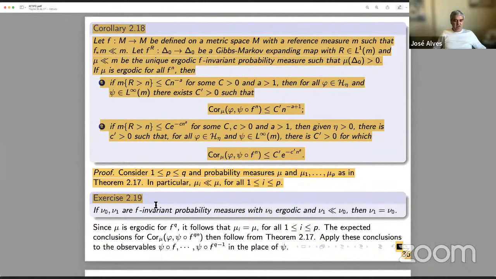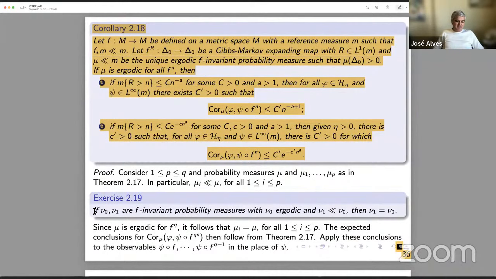Okay, now I've undone this. So consider measures as in the theorem, okay? And it's simply using this very simple fact that I guess most of you probably know. I leave this as an exercise for those who don't know this, it's a simple exercise.